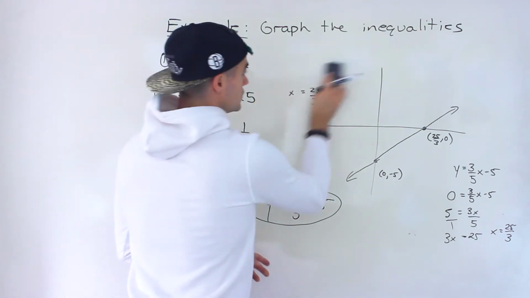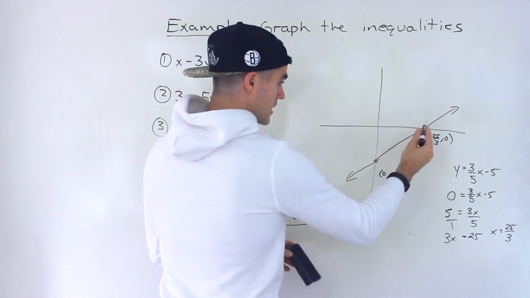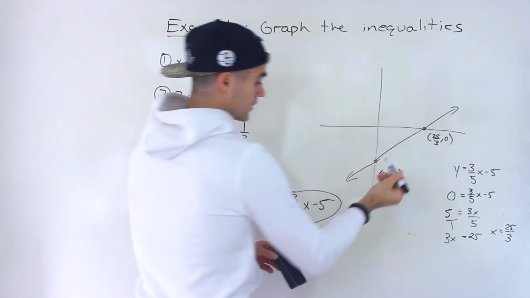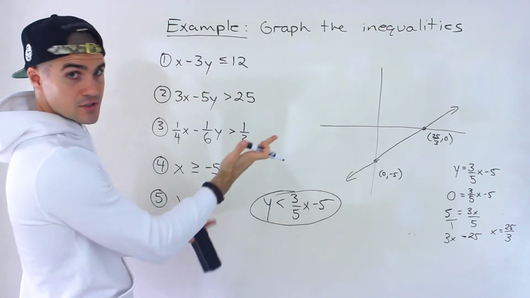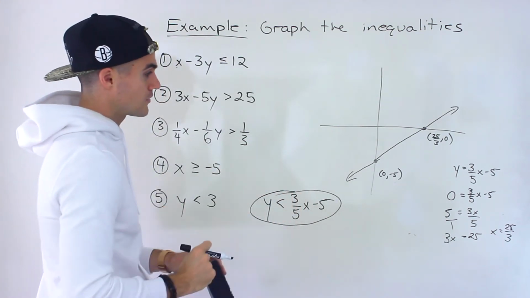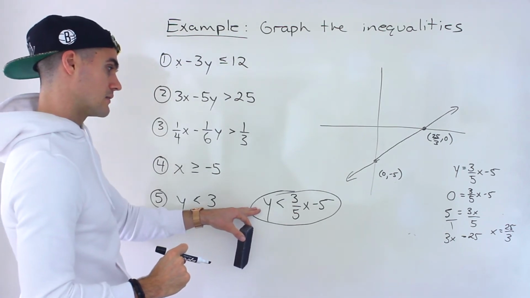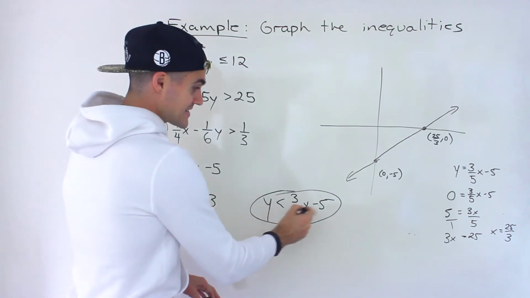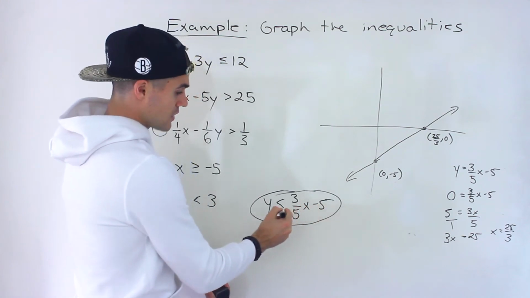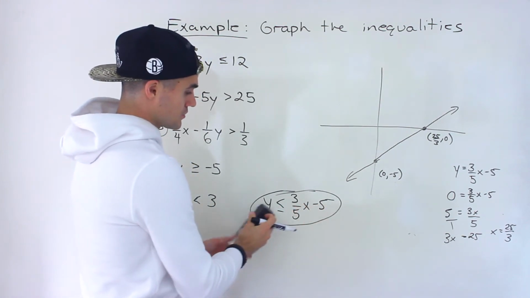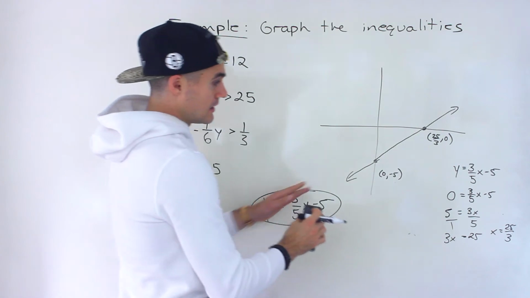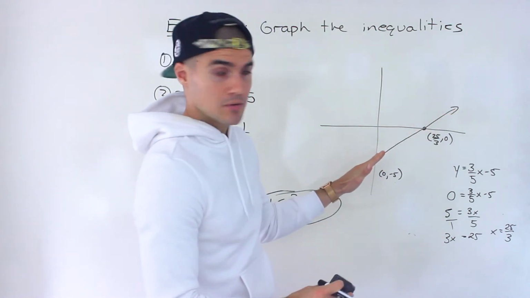So whichever way you do it, and again, you don't have to get the intercepts. You can just get a couple of points over here. Whichever way you do it, just make sure you're getting the same graph that I'm getting. Now, here, notice that they're saying y is less than this line. So first off, because it's not less than or equal to, it's just less than, the points on the line are not going to be included.